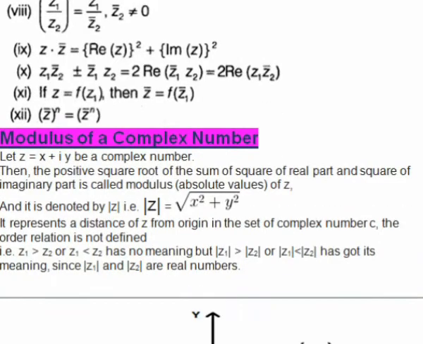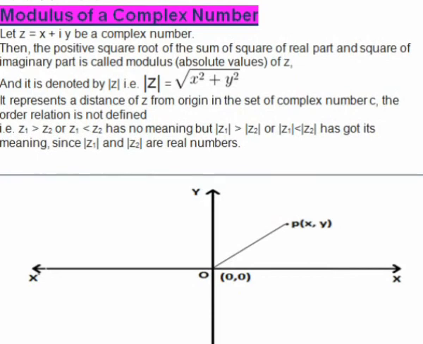These are the properties. Now come to the next topic, that is the modulus of complex number. Let z is equal to x plus iy be a complex number. Then the positive square root of the sum of the square of the real part and the square of the imaginary part is called the modulus or absolute value of z. Through the modulus we find the distance from the origin, and it is denoted by mod z, that is mod z is equal to root under x square plus y square. X is the real part and y is the imaginary part. It represents the distance of z from the origin in the set of complex numbers.